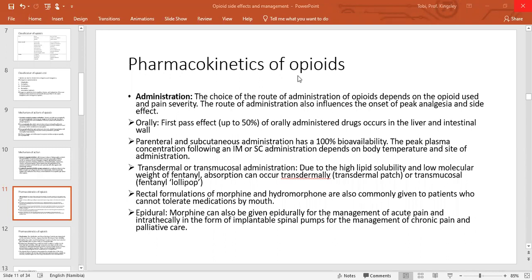Opioids can be administered rectally. We have rectal formulations of morphine and hydromorphone. These are reserved for patients who may not be able to tolerate oral administration. Morphine and any other opioids, actually, for that matter, can be given or has been given through the epidural route for the management of acute pain, and there are implantable spinal pumps for the management of chronic pain and palliative care. So opioids can be given through these different routes of administration.